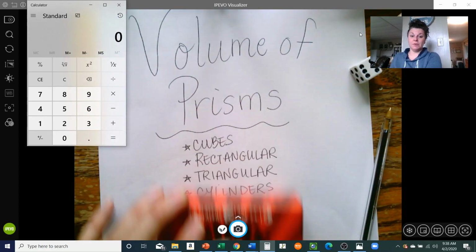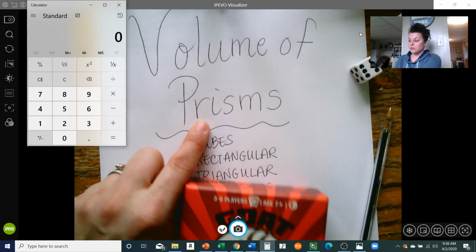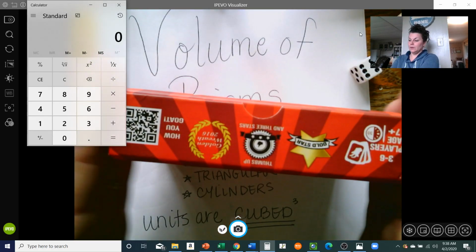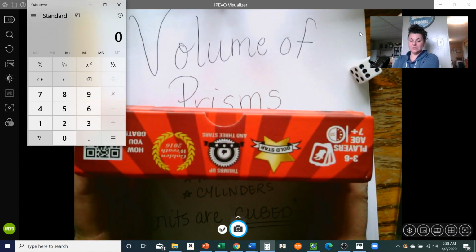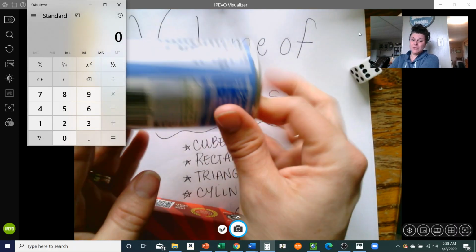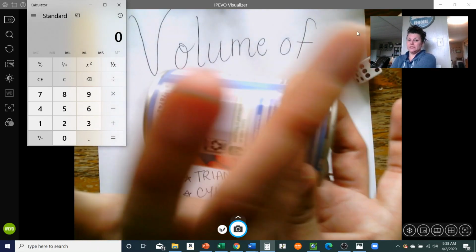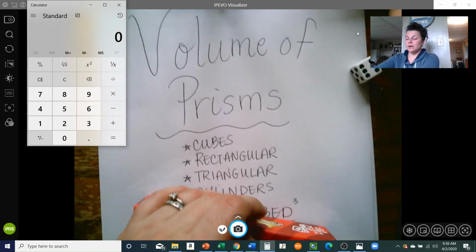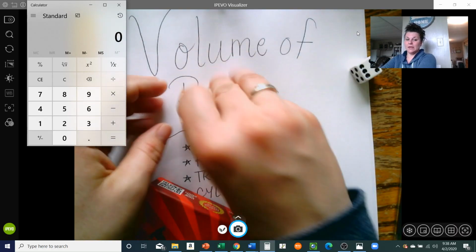The other easy thing to remember when we're doing volume of prisms, so we're doing prisms today. Remember, those are objects that have bases and then straight sides in between those two bases. And that's what makes it a prism. A cylinder is like a prism because the bases are circles and you have this straight side in between connecting those two identical circles. And a triangular prism has triangles on the end.